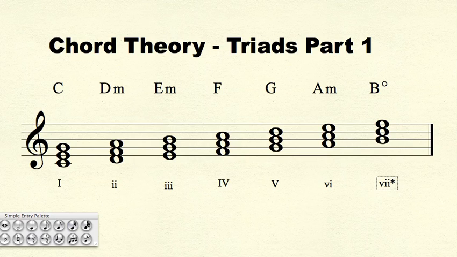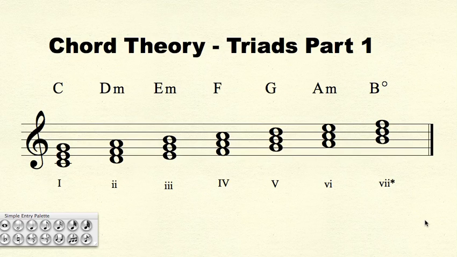Okay, so there we have it, chords 1 to 7. Chords 1, 2, 3, 4, 5, 6, and 7. And we have C, D minor, E minor, F, G, A minor, and B half diminished.